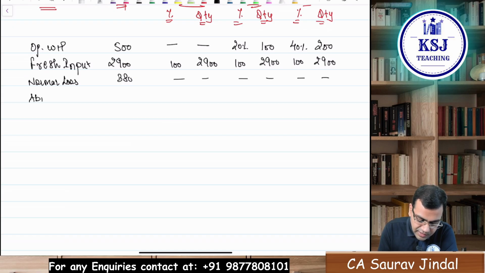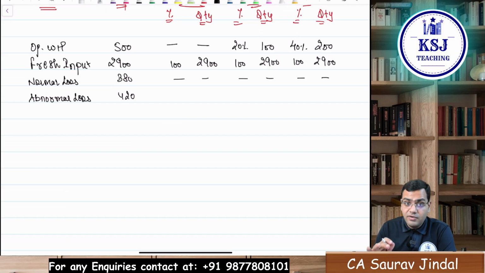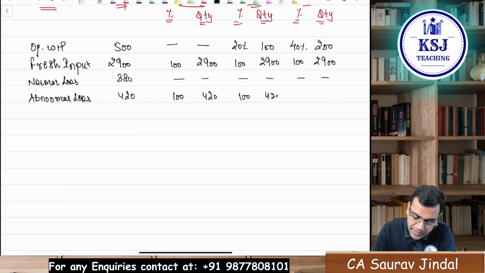Then we will take here abnormal loss also. Abnormal loss of 420 units, and we will assume the degree of completion to be 100% because the degree of completion for abnormal loss is not given separately. So we'll assume it to be 100%, 420.